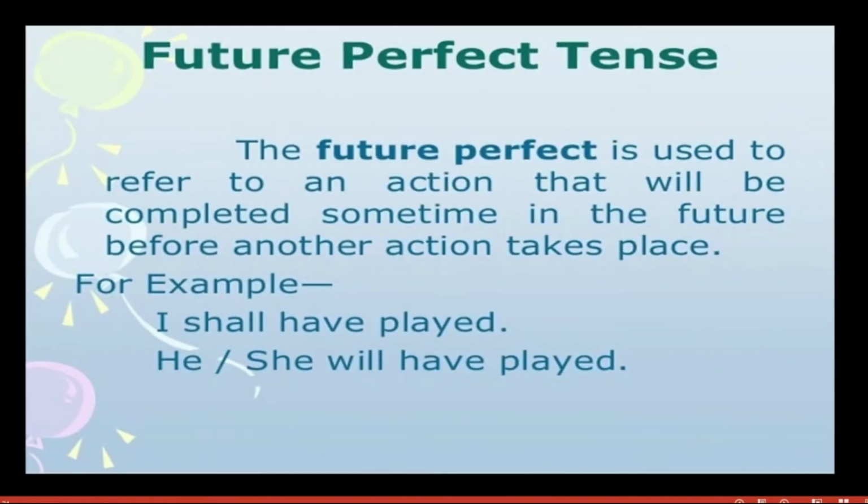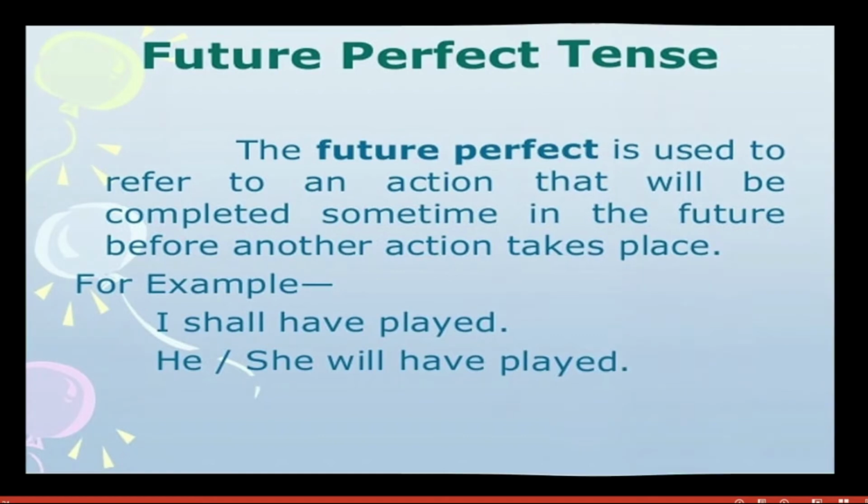Let's see the next part of future tense. Future perfect tense. The future perfect is used to refer to an action that will be completed sometime in the future before another action takes place. For example, I shall have played. He or she will have played. So, I shall have played means before some other action takes place, I shall have completed my playing. Or he or she will have completed her playing, like that.